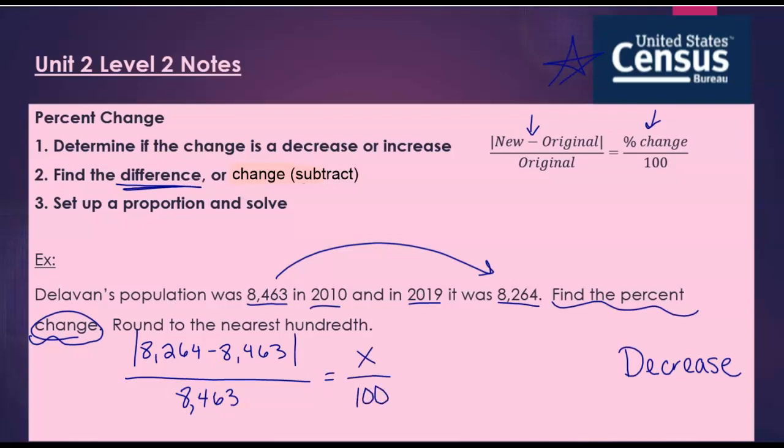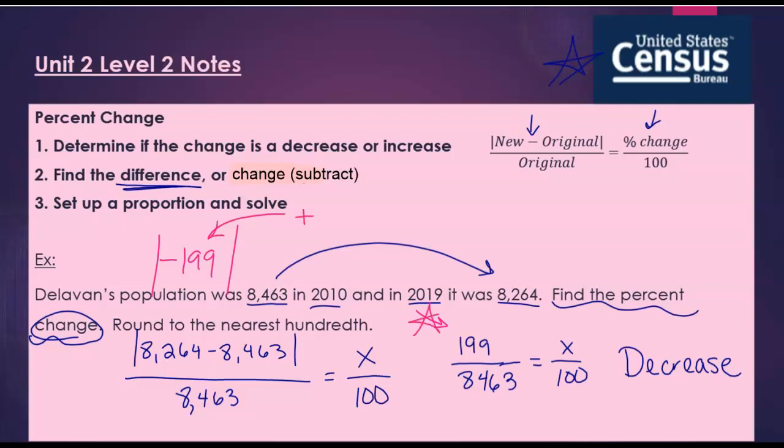All right, so 8,264 subtract 8,463 is 199, and that's out of my original 8,463, and that's our percent out of 100. One more time, this 199 was really negative 199, but the absolute value is the distance from zero, meaning it's 199 spots from zero. So once it's simplified on the inside, make it positive.